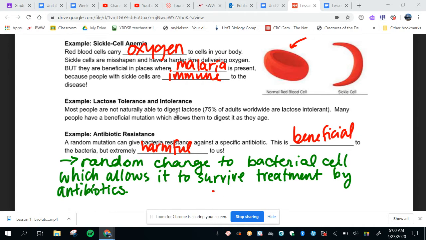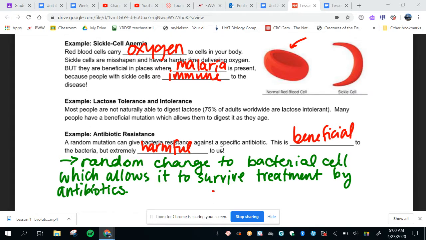And another example, lactose tolerance and intolerance. What you may or may not know is that most people are not naturally able to digest lactose. The frequency I found was 75% of adults worldwide are actually lactose intolerant. But some people have a beneficial mutation which allows them to digest it as they age. After the point of breastfeeding in infancy, some people are able to digest it just fine. They actually have a mutation for that.